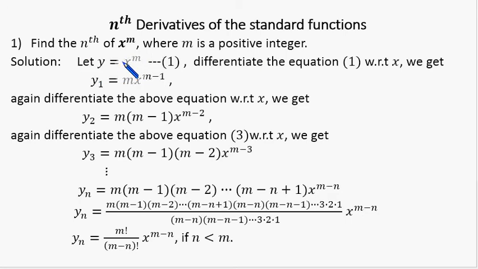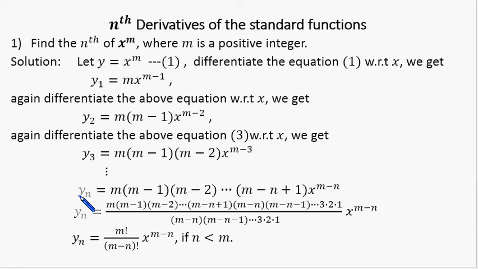Differentiating this equation with respect to x, that is y1 is equal to m into x to the power of m minus 1. Once again differentiating, y2 is equal to m into m minus 1 into x to the power of m minus 2. Again differentiating with respect to x, y3 is equal to m into m minus 1 into m minus 2 into x to the power of m minus 3.